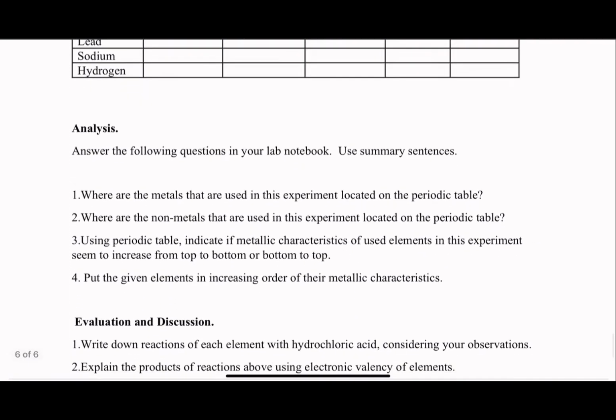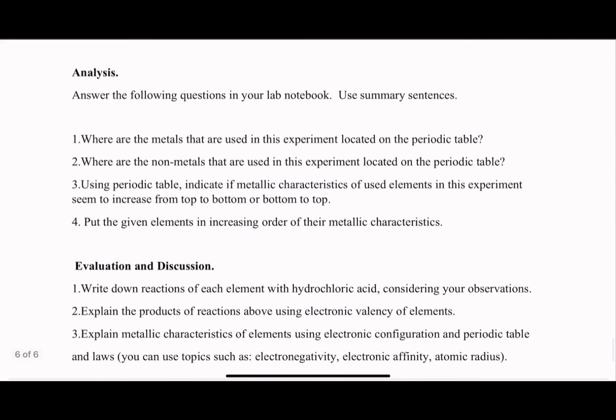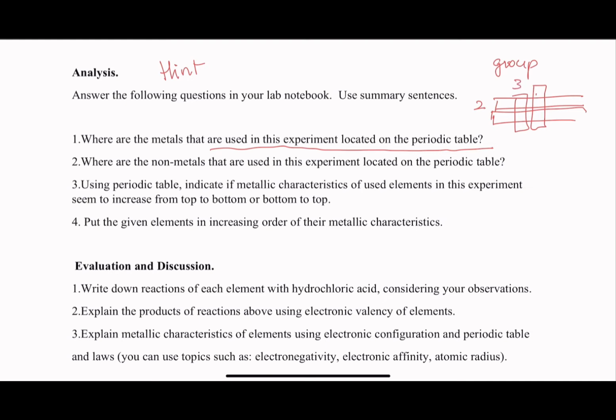Okay? And then in analysis section, you need to answer the following questions. Now I'm going to kind of give you a hint in here. It's saying, where are the metals that are used in this experiment located on periodic table? So go into periodic table, find out the group number, which is the columns on your periodic table, and then find the period number. Period is the horizontal one. So locate them on periodic table, saying like second group, second period, third group, okay? And then you will find the X element.